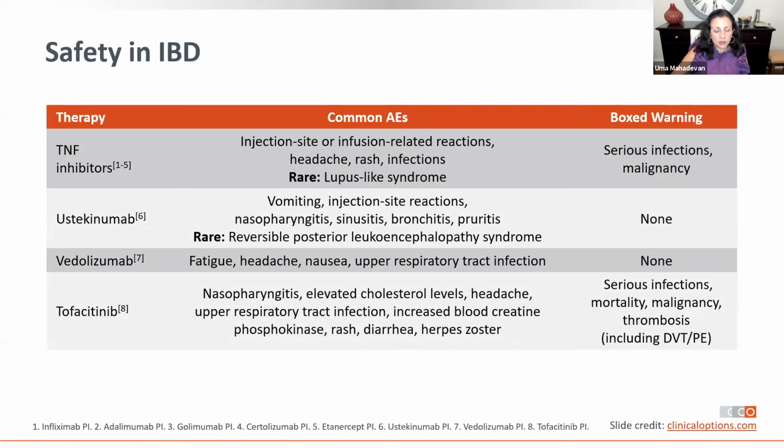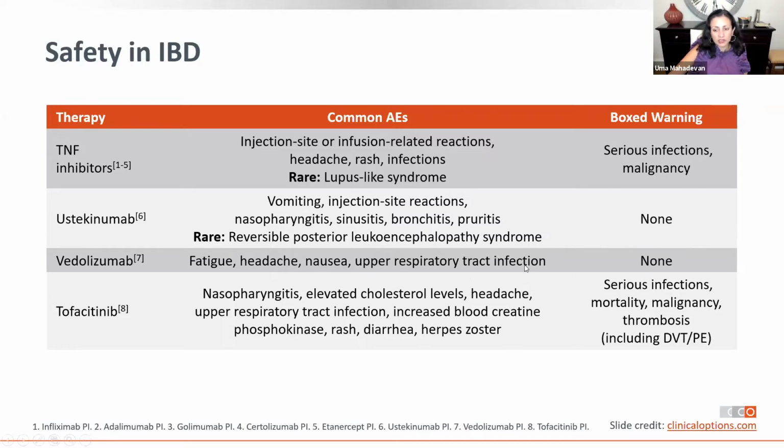So when you look at safety, we have over 20 years of experience with TNFs. We're all very comfortable with them. We understand their injection site, infusion reactions, skin reactions, rare lupus-like syndrome, and they have a boxed warning for serious infections and malignancy. Ustekinumab has very minimal side effects, rare reversible posterior leukoencephalopathy syndrome, very rare, and then a recent JAMA paper suggesting increase in MACE events, that's somewhat controversial, but no boxed warnings. Vedolizumab just works in the gut and has minimal side effects, no boxed warnings.